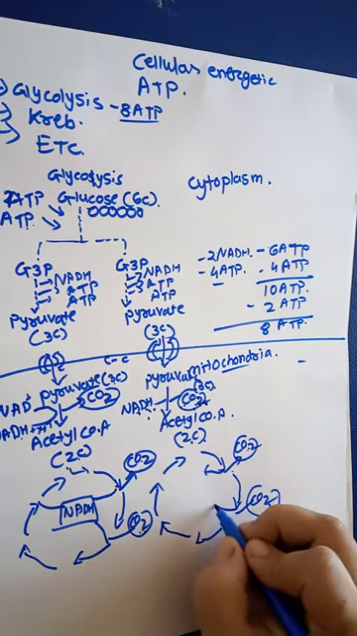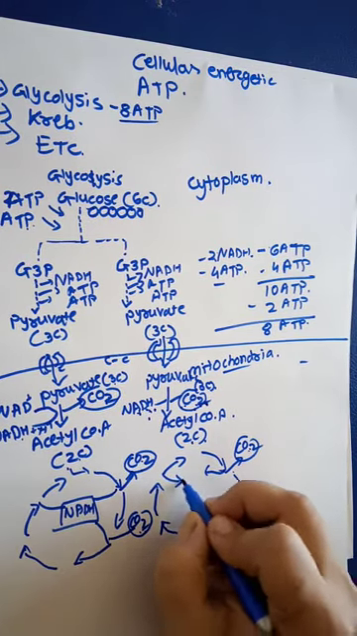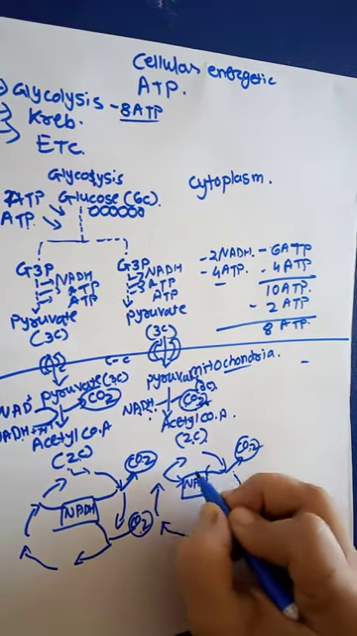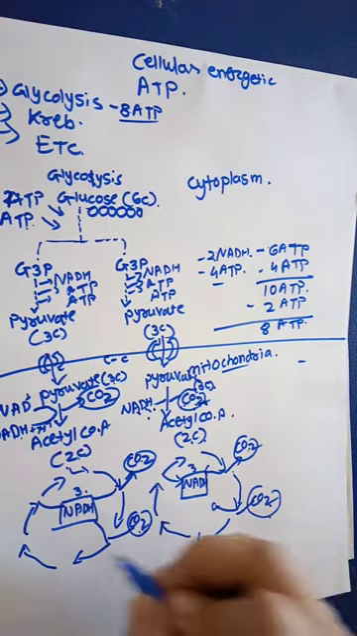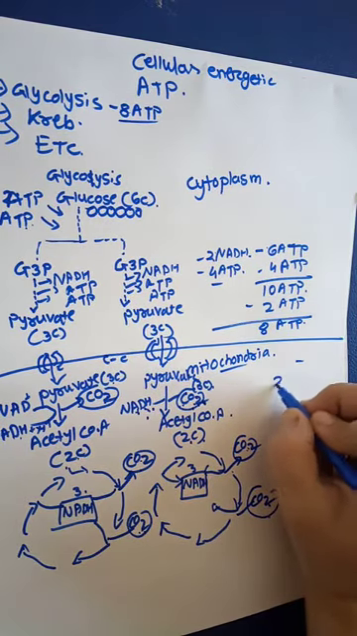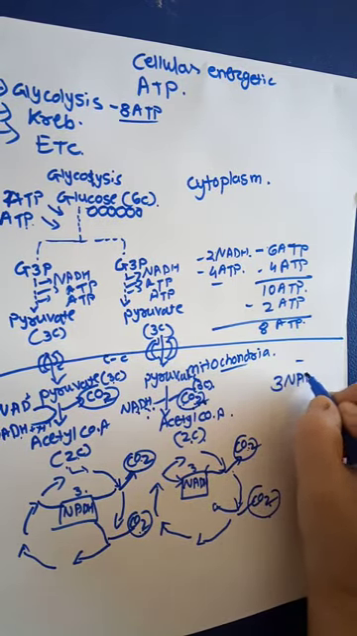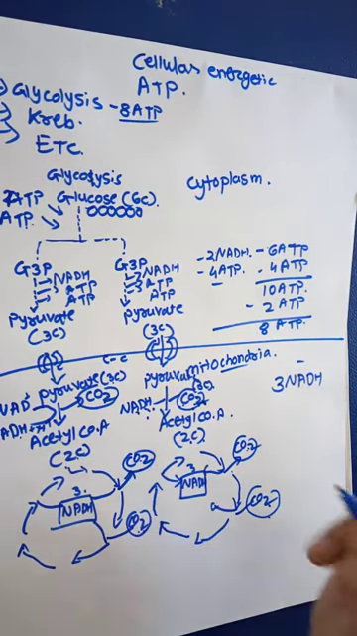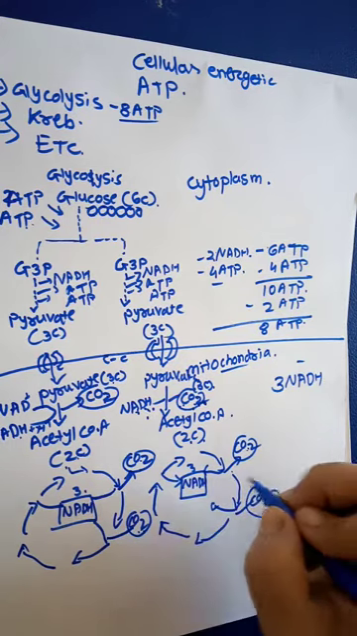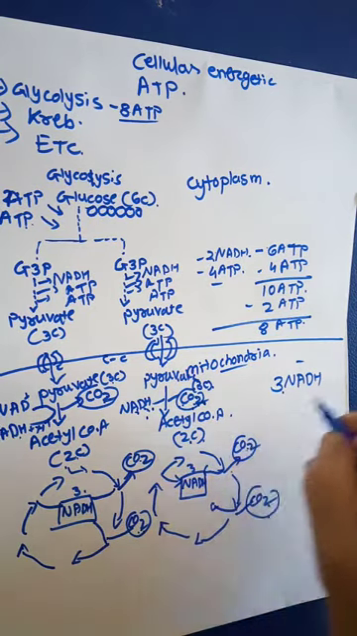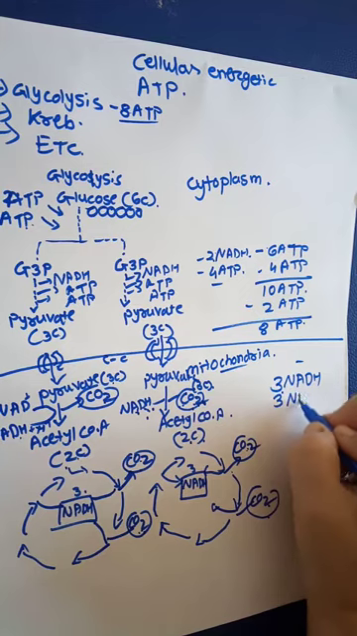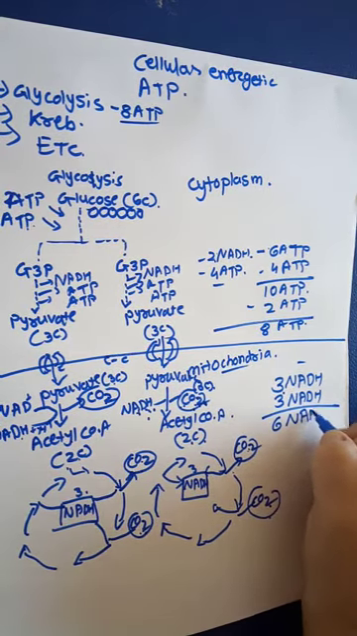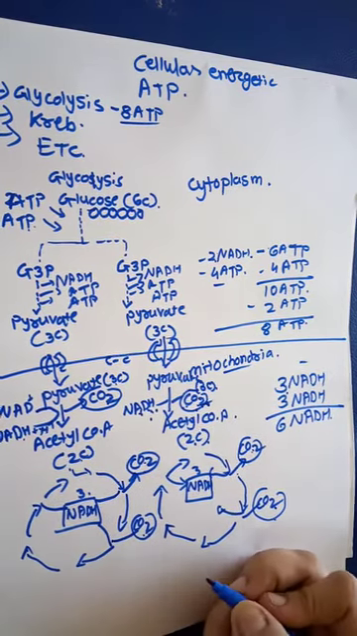One here, and here. 3 NADH. See, so 3 NADH will be produced during the one cycle of Krebs cycle. So 2 Krebs cycles, 3 plus 3 is a total of 6 NADH. Are you getting it? Okay.